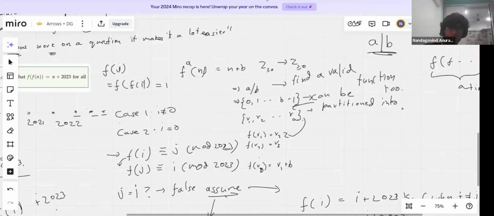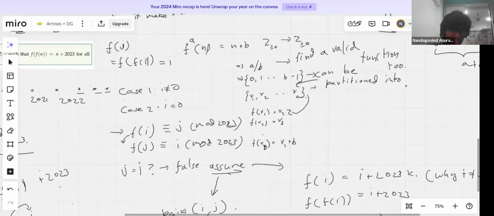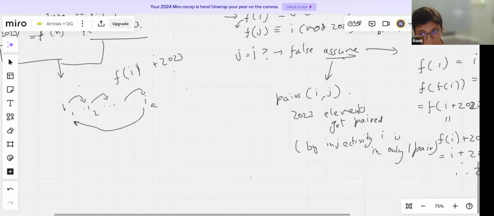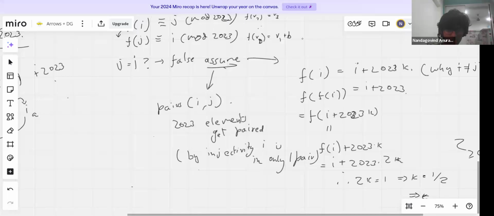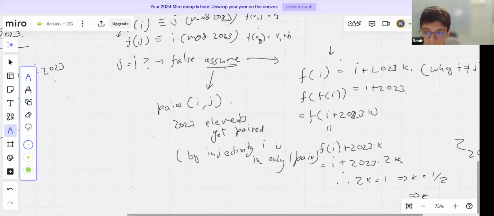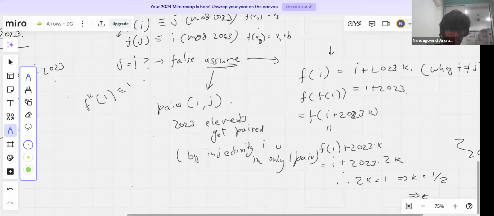Have you got A divides B? Not yet. I'm getting stuck on that part of showing that indices are distinct. Okay, fine. So what did we use to say that indices are distinct here? We used that congruence part, right? We are bringing the congruence back to an equation using the division algorithm. Yes. So say that f^k of i is congruent to i mod B.